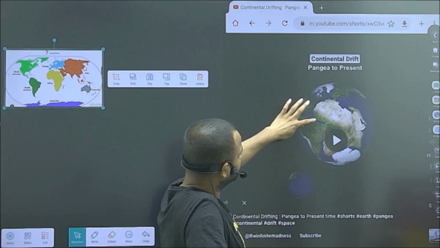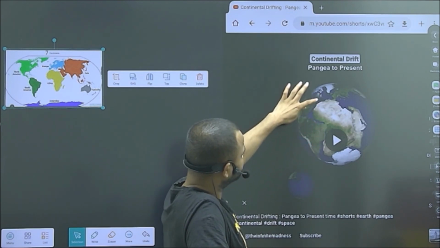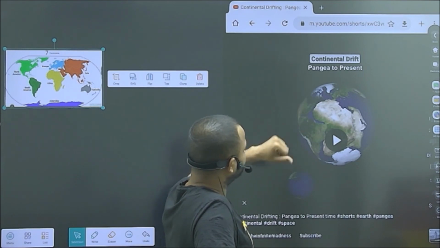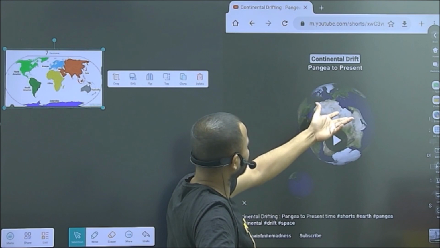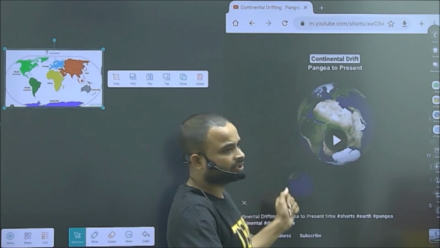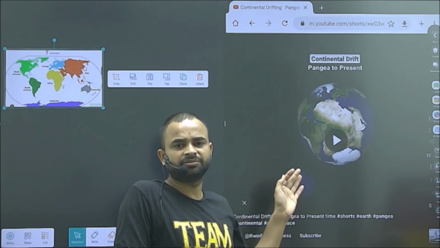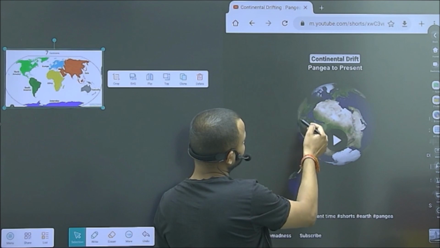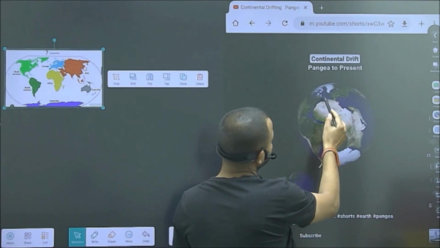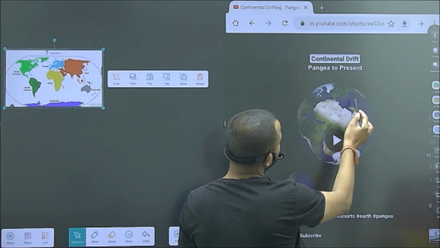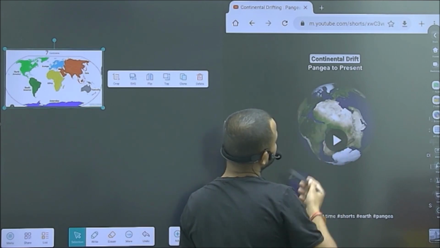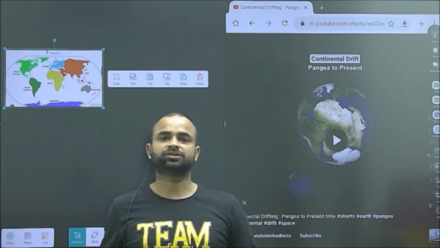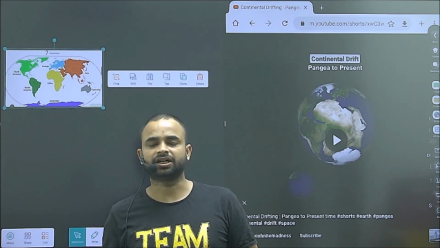Similarly, on this side you can see drifting here. It was drifted and shifted to the west of Pangaea, a larger part of Pangaea, and over time it became the African continent. This is North America, and this is South America. Similarly, on the north side of this continent, the European continent was drifted and shifted towards the northern side. Here Antarctica was drifted and shifted towards the southern direction and formed the Antarctica continent.